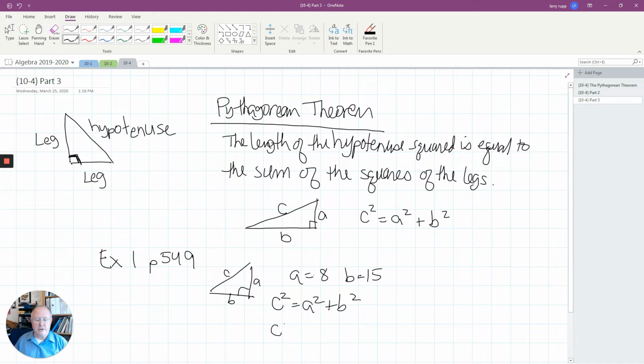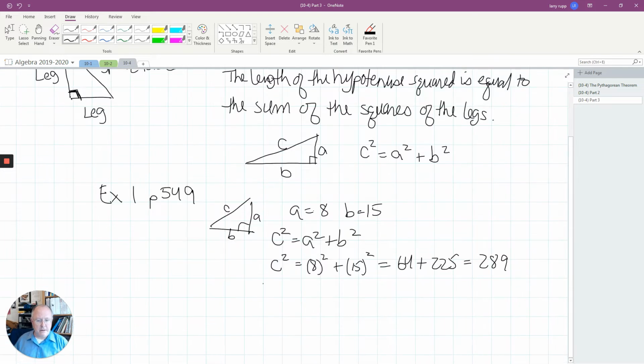All right, so you drop in the A's and the B's that you know. C squared is equal to A is 8 squared plus B is 15 squared, and that's equal to 64 plus 225. And what's that equal? Oh, how about 289? So C squared equals 289. Now back over here, we don't want C squared, we want C. So we have to take the square root of both sides.